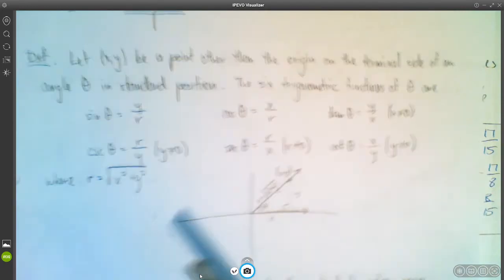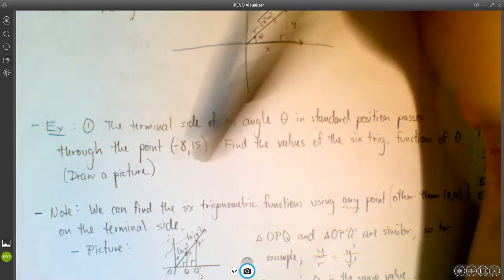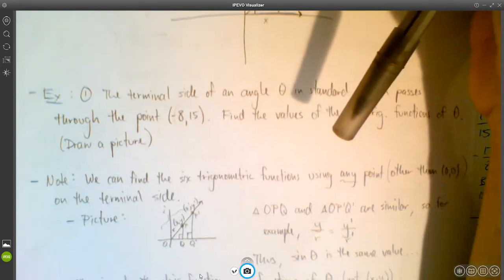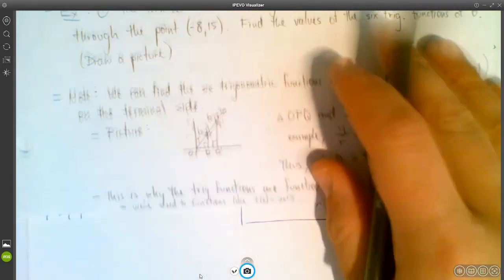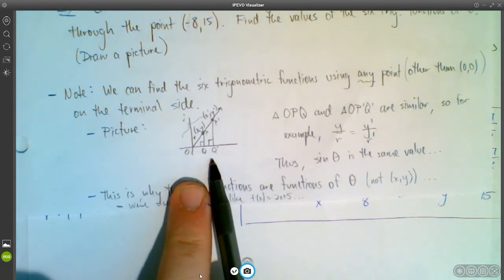Okay, and any of them would have given us the same 6 trig function values. And here's the reason for that, right? So here's kind of a little proof in pictures. Maybe you can't see this very well, so maybe I should draw it again. I think you can kind of see it.